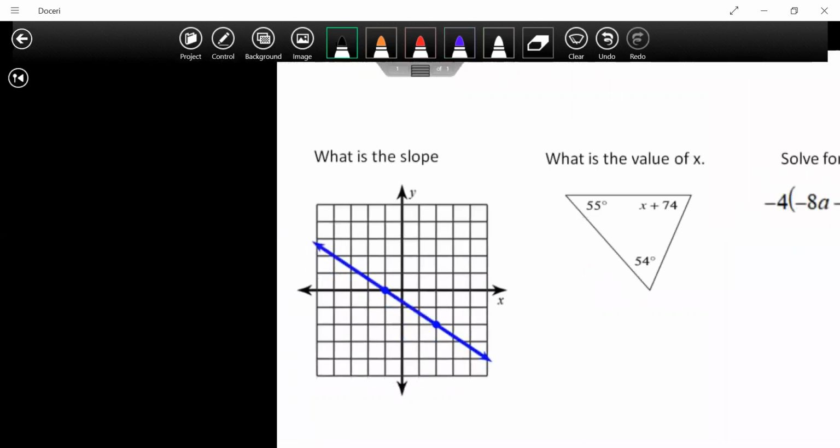First one here, I want to be able to see my slope. I'm looking at my 2 points here. I'm going to go down 2 over 3. So my slope will be negative 2/3.